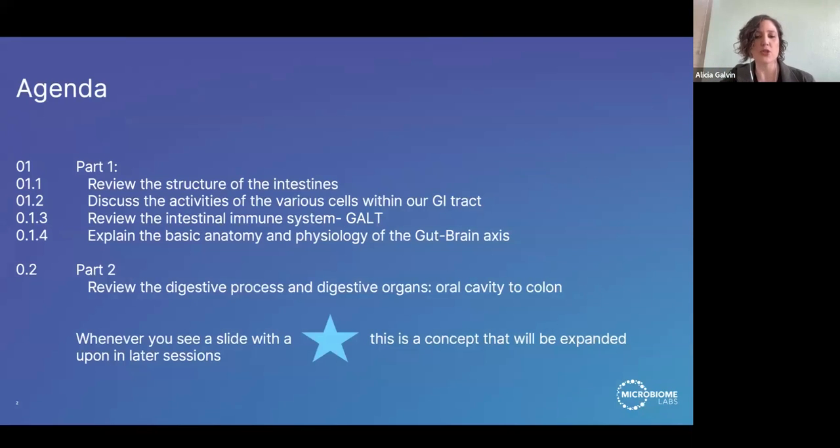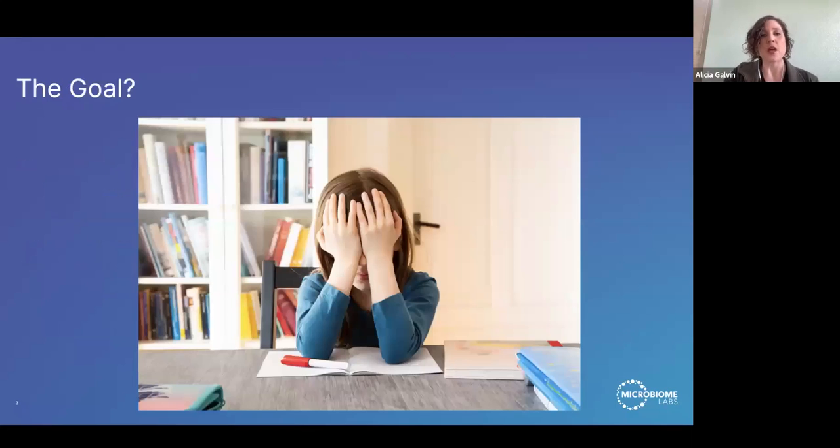I have a few stars on a few of the slides. Whenever you see a star, that's a slide or a concept that we are going to build upon in future webinars. Our goal is that you're doing these in sequential order so that you can build on your knowledge. The goal today is not to feel like you're back in anatomy and physiology from your college or university days, although it may seem that way. The goal is not to overwhelm. There will be quite a bit of content, but just take it and absorb.